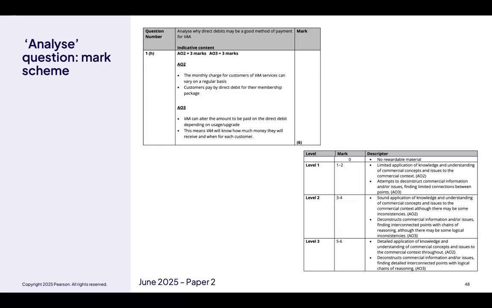Now, the first bullet point under AO2 goes with the first bullet point of AO3. So VAA can alter the amount to be paid on the direct debit depending on the usage, the upgrade, or the development point of the second bullet point in AO2 is, this means VAA will know how much money they will receive and when for each customer. So it's referencing membership packages. Now, here are the level descriptors.